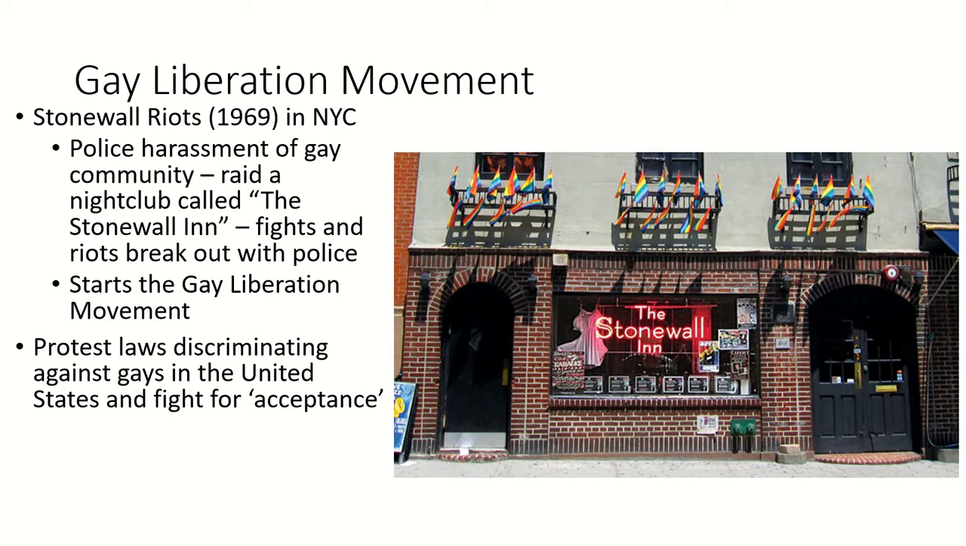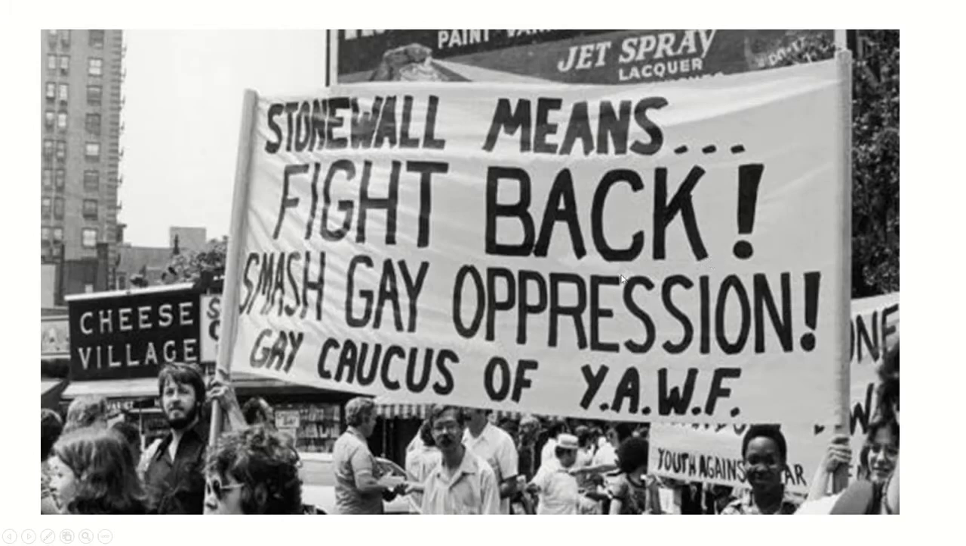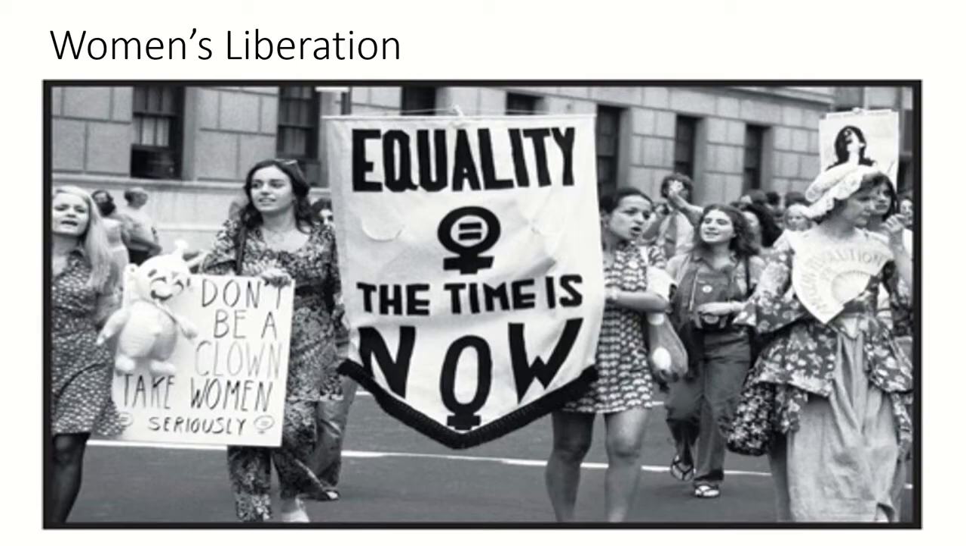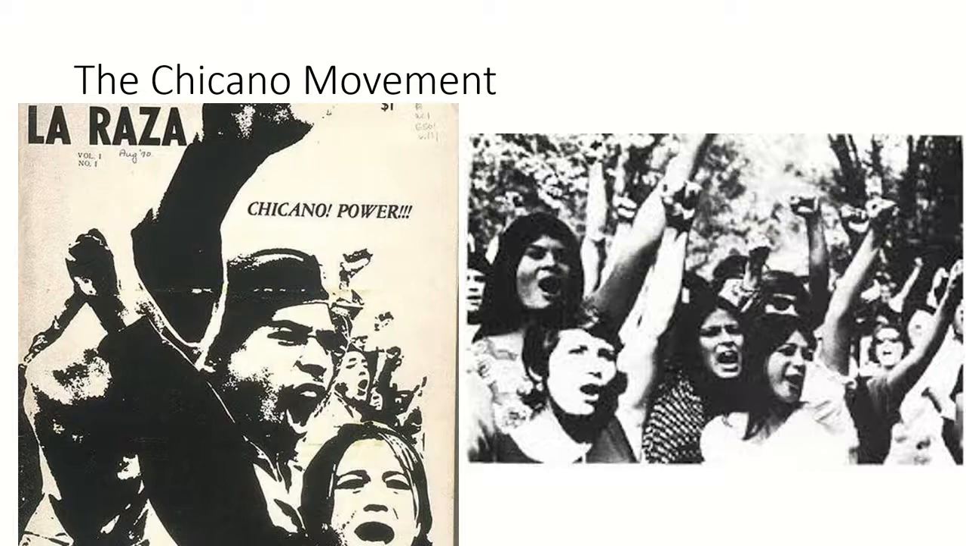And so what this is going to do is it's going to turn into an organized movement to protest laws and to fight for cultural acceptance in the United States. And so Stonewall began to become the image of resistance. And so, again, sometimes you need a big event to organize around, and Stonewall is going to kick off the long gay liberation movement in American history. The women's liberation movement is also a piece of this same time and place, as well as the Chicano movement, which is going to be predominantly in the American West and Southwest.